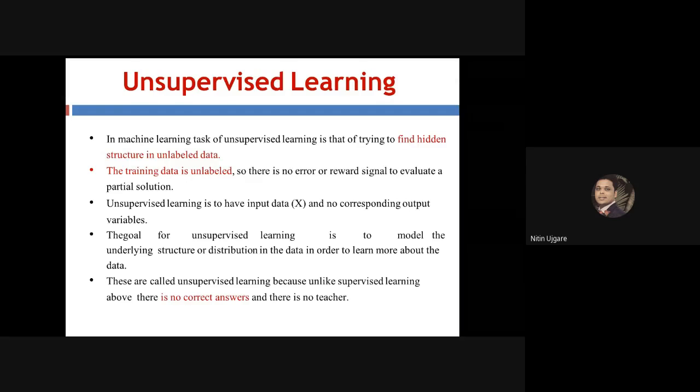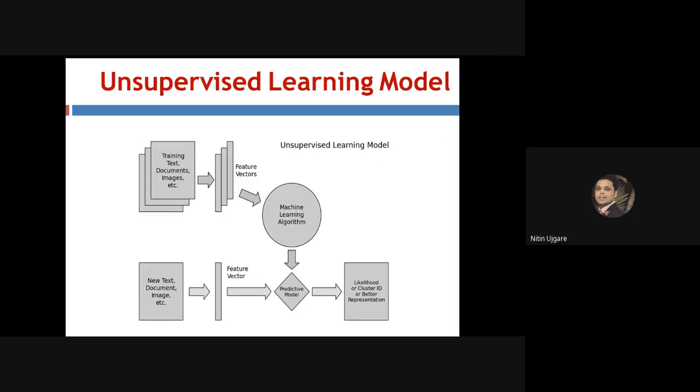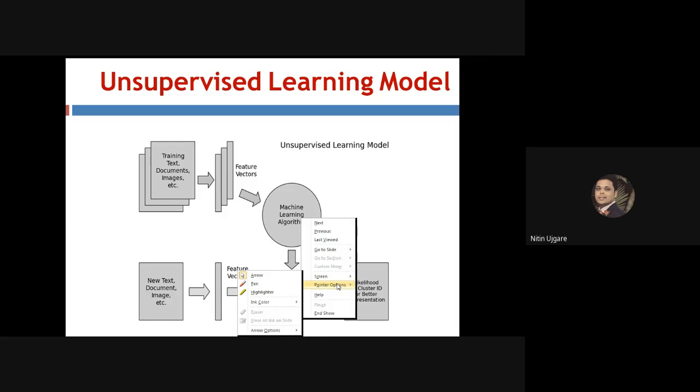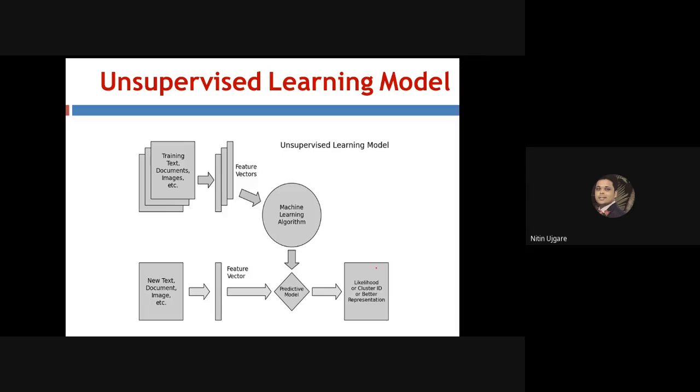These are called unsupervised learning because, unlike supervised learning, there is no correct answer and there is no teacher. So the environment is not under control. We do not have the luxury that supervised learning has, which gives us the labels of our training data set. So in unsupervised learning, quickly we go through and sum up and conclude. We have the training data set, but the labels of this training data set are not known to us. So it is unlabeled.